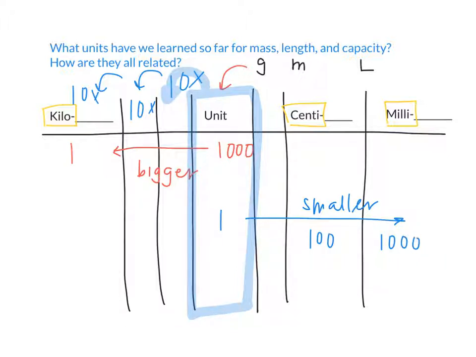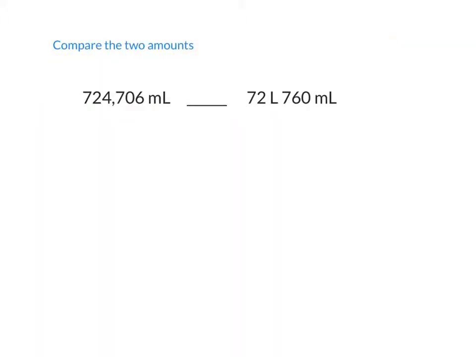100, because 10 times 10 is 100, right? And then milli is 10 times 10 times 10, 3 spaces to the right. So how many times smaller is it? 1,000. Good. When we want to compare, just like when we add and subtract, we need to have the same kinds of units. Do we have the same kinds of units right now? No, because we have milliliters only on the left, but on the right we have liters and milliliters. So we have to convert the right-hand side to only milliliters.